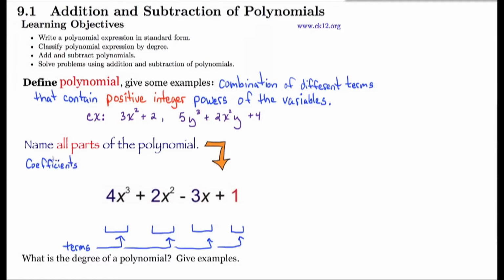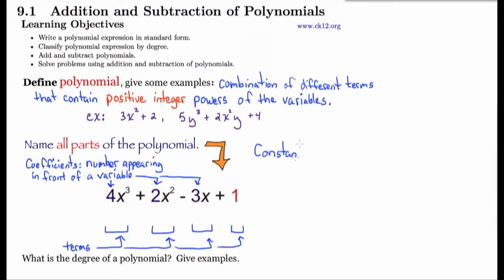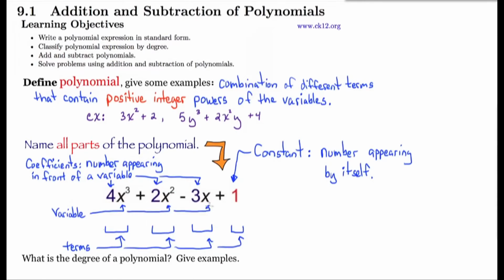Name all parts of the polynomial. So we have four terms shown above. The coefficients are the numbers appearing in front of the variable, like 4, 2, and negative 3, and the constant is the number appearing by itself. And the variables are x.